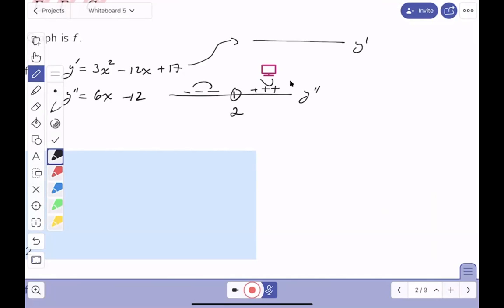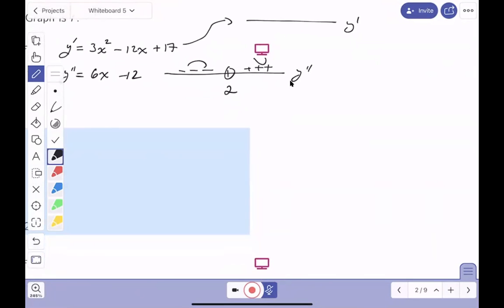So I'm going to say, I don't think I can do that with my fingers. So I'm going to look at the quadratic formula. When does it become 0? So let's do that. When does 3x squared minus 12x plus 17 equal 0? Well, I don't think I can use my fingers to do that.